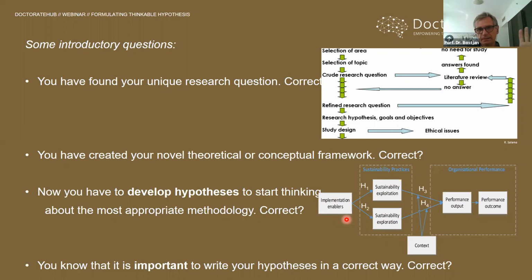So that's the way we come close to our hypothesis. But the last bullet point says, and you know that it is important, how to write a hypothesis in a correct way. That's what we are trying to talk about today. As I said, I hope you have done most of the previous three steps, so now we can focus mostly on the hypothesis. So what is a hypothesis? How can we write it in a proper, clear, focused way?